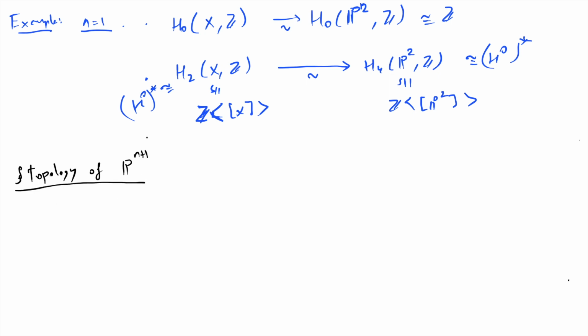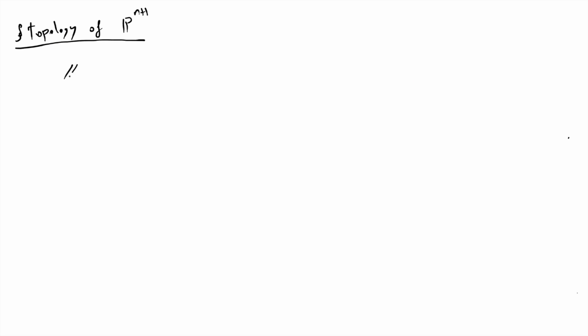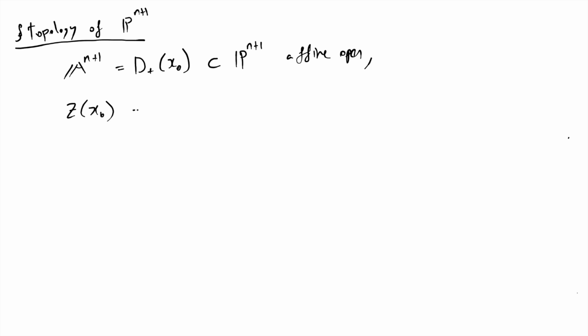And the idea is to use a recursive structure on Pn plus 1. So that means the following. I have an affine space. So maybe I call this the locus where a linear functional is invertible. So this is affine and open. And moreover, the complement of this thing is the zero locus of x0. This is isomorphic to Pn. So it's a hyperplane at infinity, if you want. With respect to this affine chart, this will be the hyperplane at infinity.